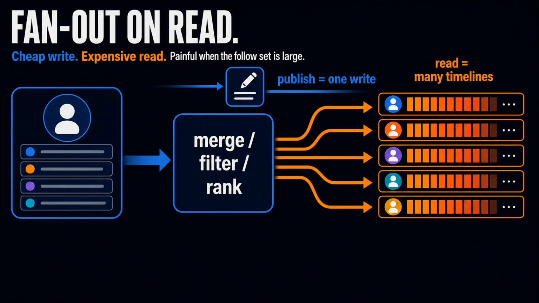The simplest read time design is fan out on read. When a viewer opens the feed, fetch the accounts they follow, fetch recent posts from each author, merge, filter, rank, and return the top page. Publishing is just one durable write to the author's timeline. Nothing is copied to followers at publish time. Cheap write, expensive read. If the viewer follows 1,000 accounts, the feed request touches many timelines and pulls back far more posts than it shows. Fine when the follow set is small, painful when it is large.